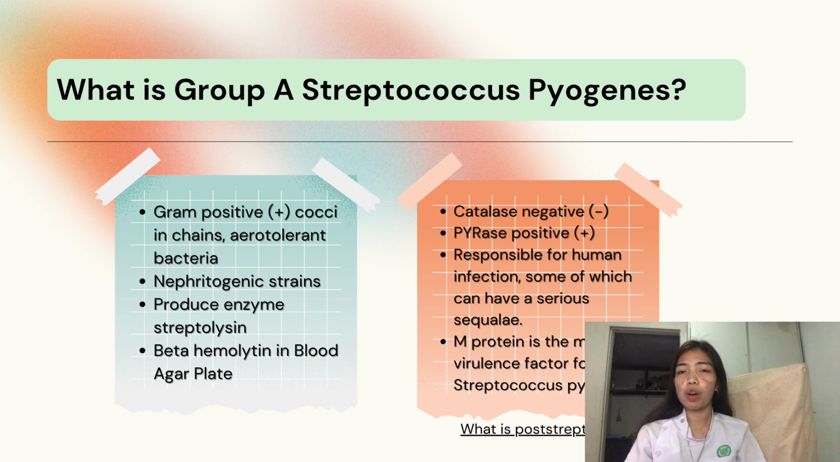Now let's begin with what is Group A Streptococcus pyogenes. It is a gram-positive cocci in chains, aerotolerant bacteria, nephrogenic strains, and it produces enzymes called streptolysin. It also forms beta-hemolysis in blood agar. For the biochemical test, it is catalase negative, pyrrolidonyl arylamidase positive. It is responsible for human infection, some of which can have a serious sequelae. M protein is the major virulence factor of Streptococcus pyogenes.